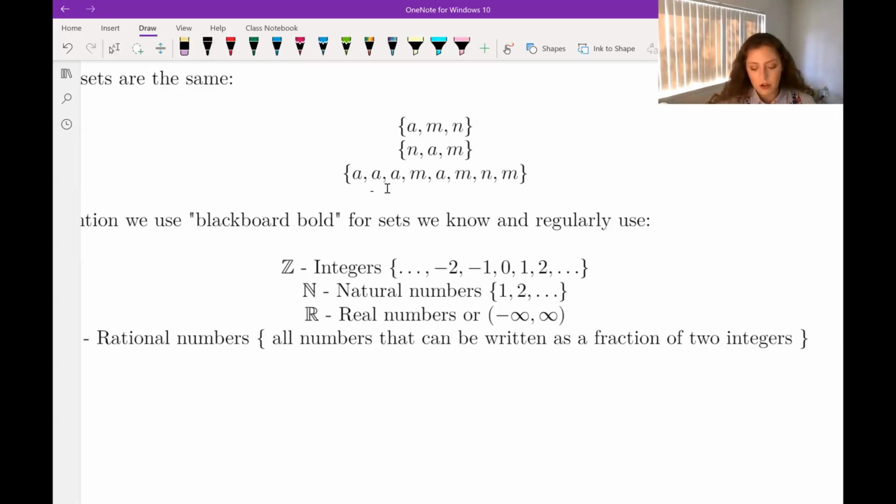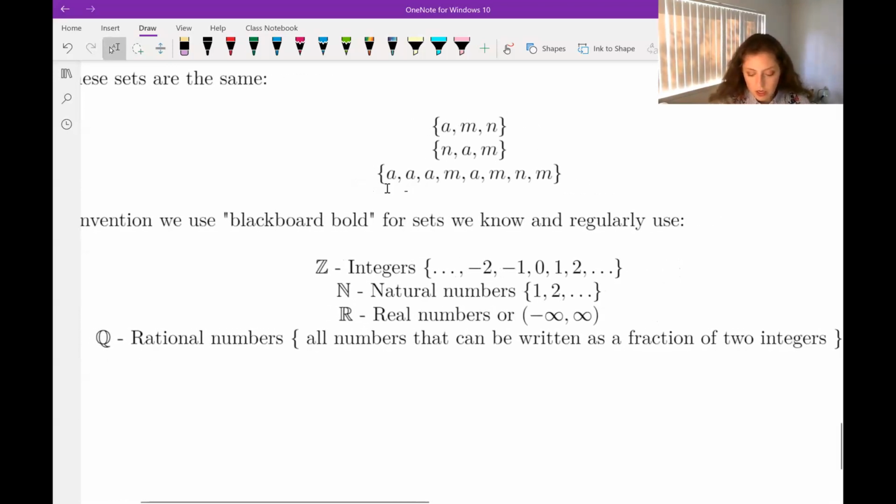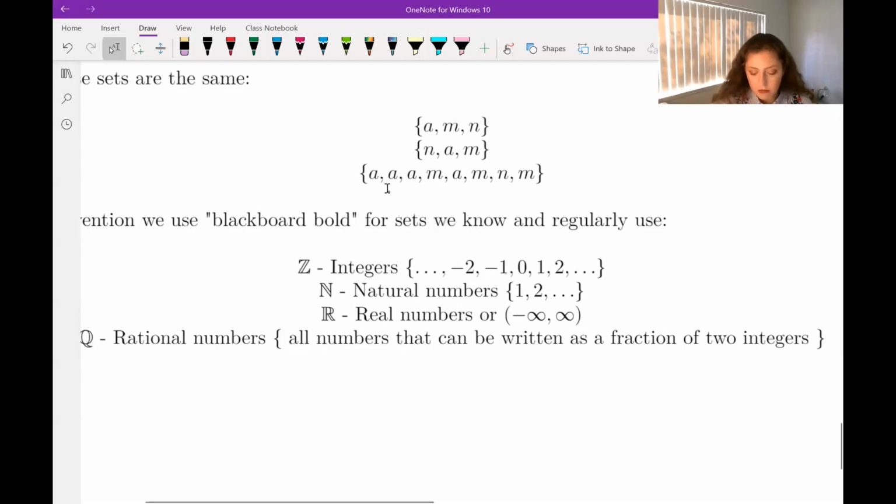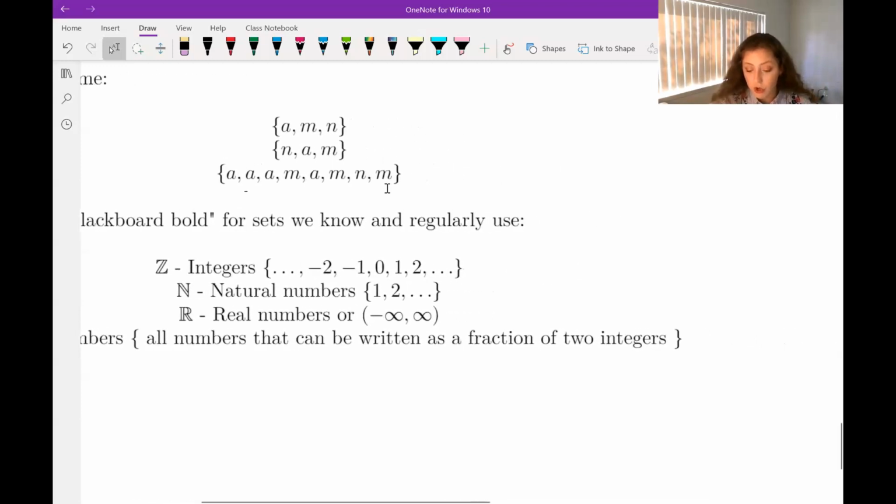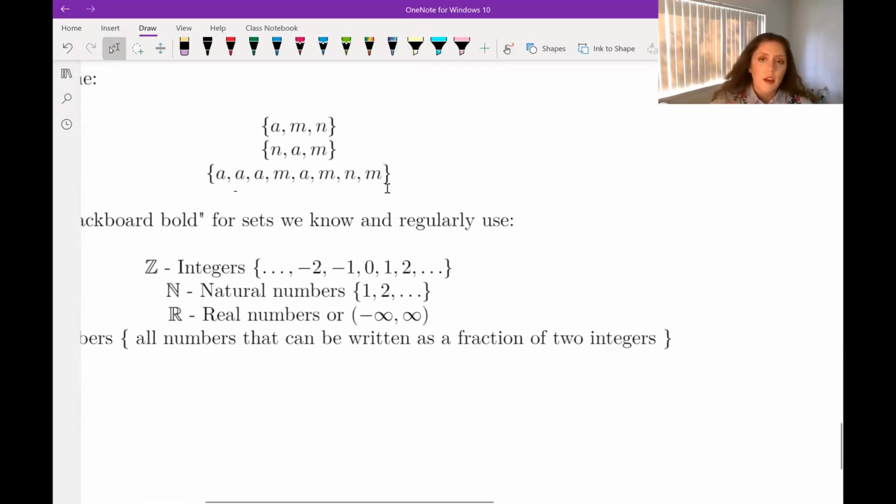As with integers, for natural numbers I don't include 0. You'll find some people do. Just for this class, I find it easier to not include 0. You can think of them as the counting numbers, unless you're a computer science major, then I guess you start counting with 0. Real numbers, that's just our number line that we know and love. And then Q is our rational numbers, so all numbers that can be written as a fraction of 2 integers. A nice fraction, nothing divided by 0, none of that.